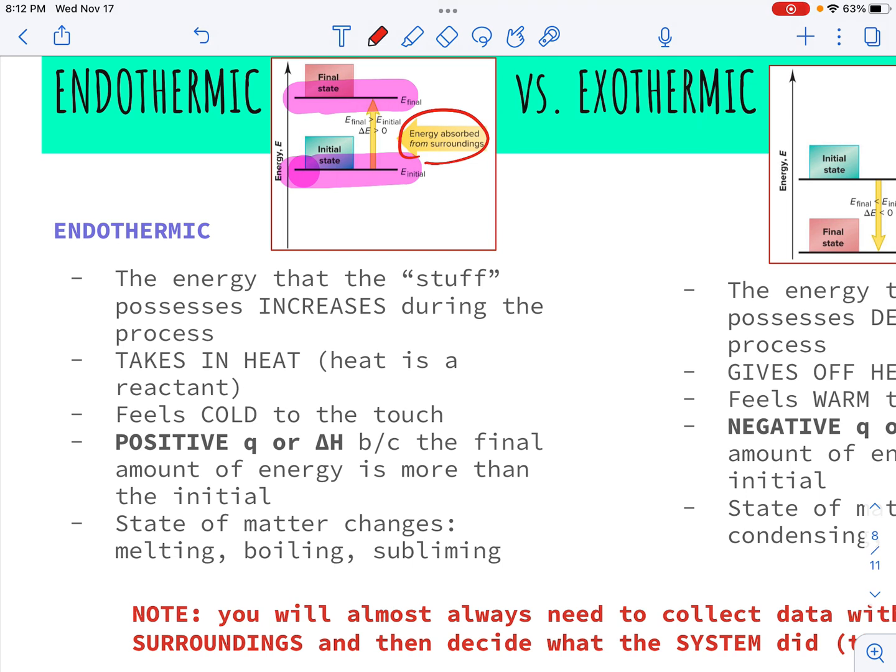The way that we look at this is that the energy that the stuff possesses increases, so heat has to go in. I want you to picture that heat is a reactant. It would be on the left side of the arrow if I were including it there. And when it takes heat in, it takes heat from its surroundings. So the surroundings are losing heat to the system. And this is really important because an endothermic process will feel cold if you're holding it. All right, if you're holding the beaker, the endothermic process will feel cold to you. So that's really important. And for endothermic, we give a sign of positive Q or positive delta H. Okay, so this is important, right?